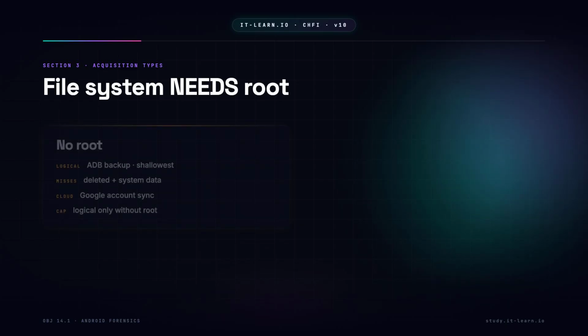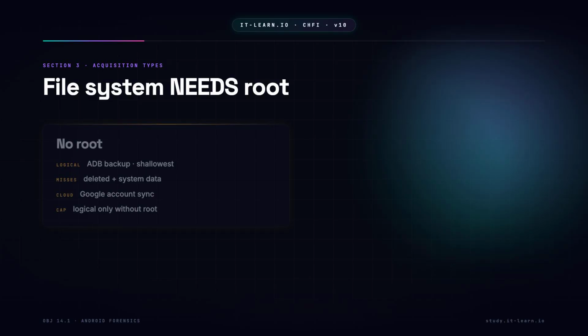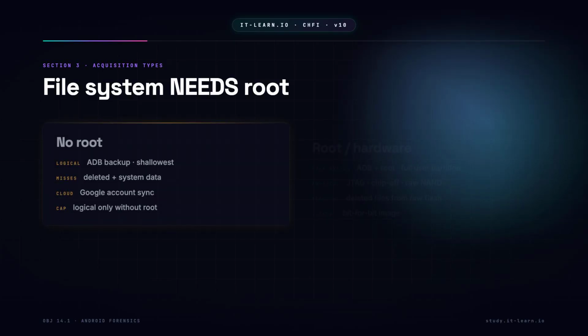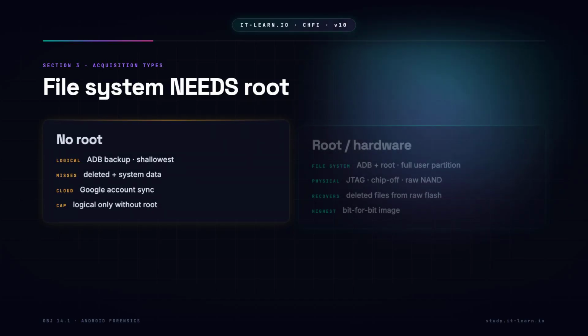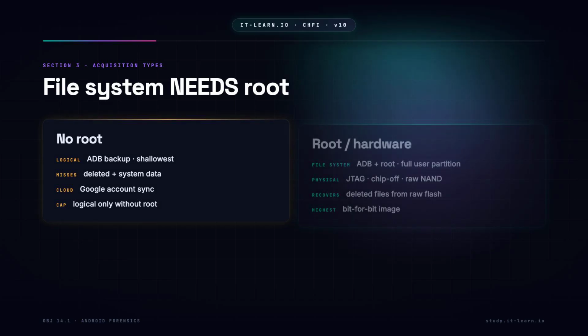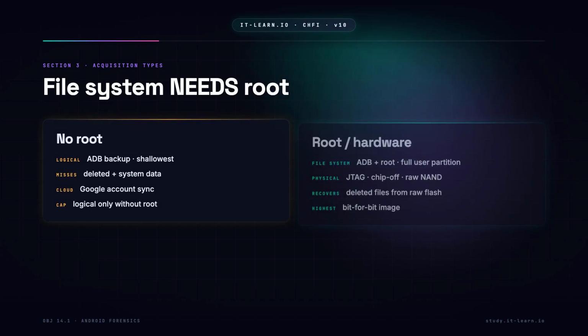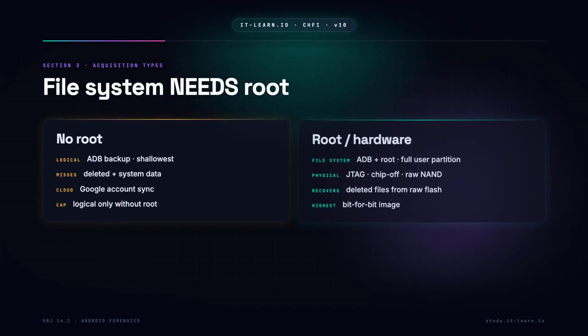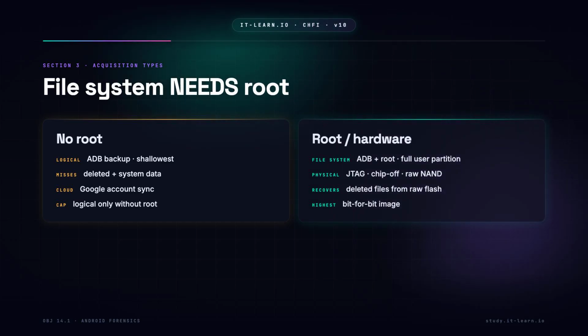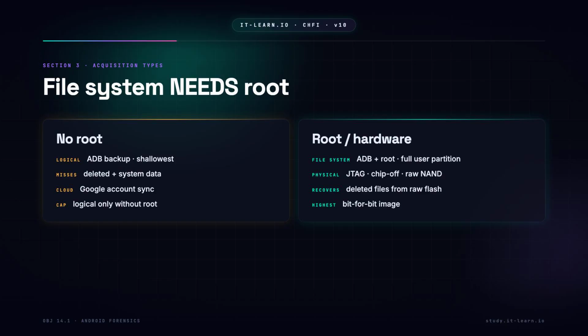Logical, ADB backup, no root needed, but it's the shallowest, missing deleted and system data. File system, ADB with root, the full user partition, every app database. Physical, JTAG, chip off, a raw NAND dump, the deepest, recovering deleted files from raw flash. And cloud, pulling synced Google data. The rule to burn in: file system acquisition requires root. No root and you're capped at a logical backup.